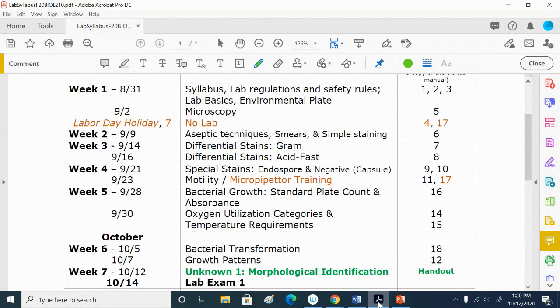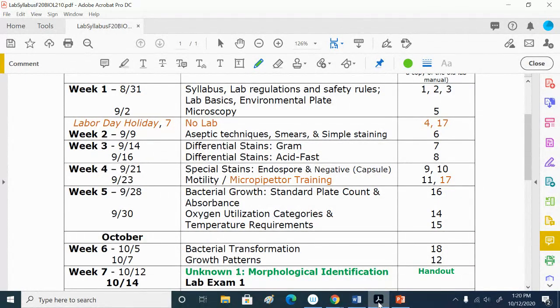Tetrads. Right, tetrads. And what organism had tetrads? Micrococcus luteus. Yep, Micrococcus luteus. But shape and arrangement, that's not enough information, right? What do we really want to know about those bacteria?